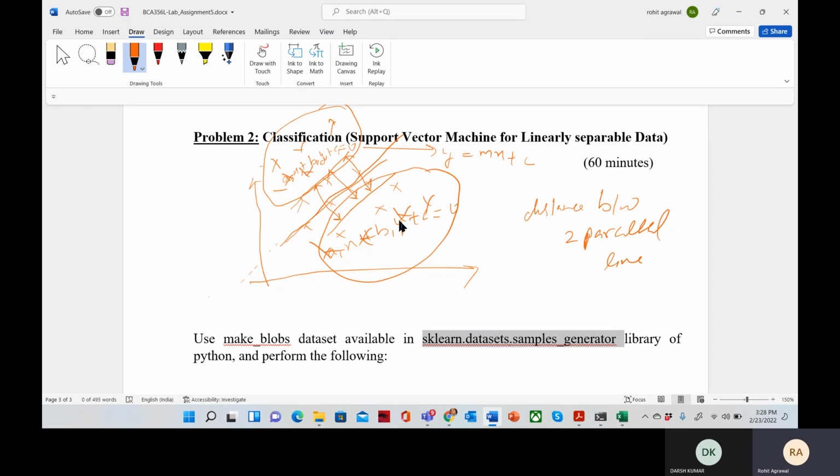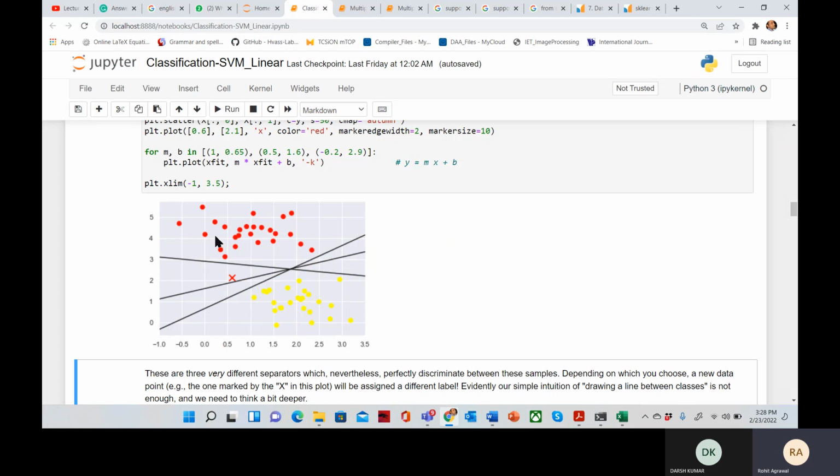Yes or no? Yes, sir. But see, in the example we just manually did this, but actually this is the task of the support vector machine. I'm just trying to show you how in this manner support vector machine works. So the support vector machine will try to find these lines.